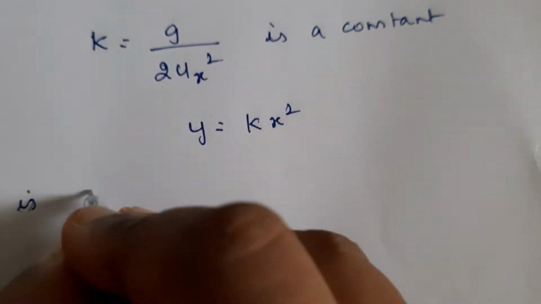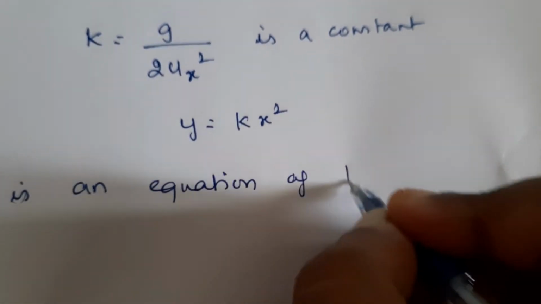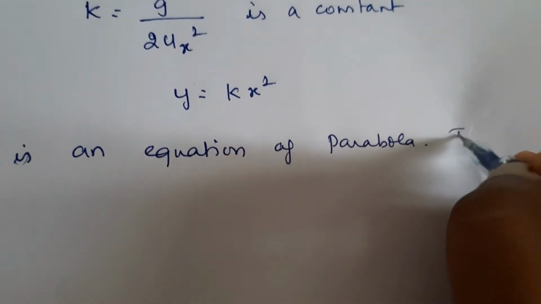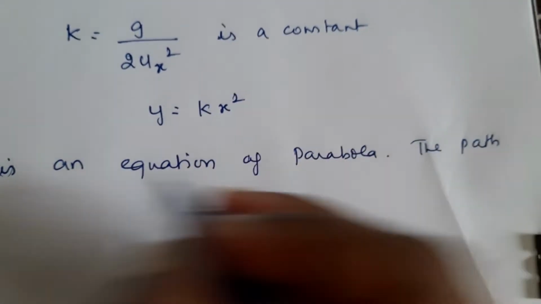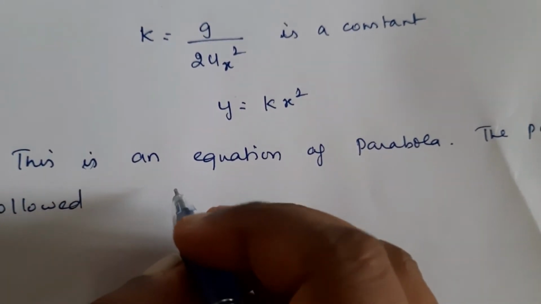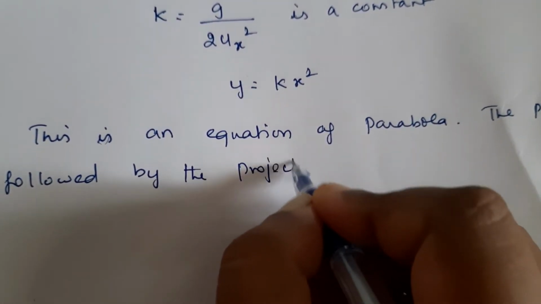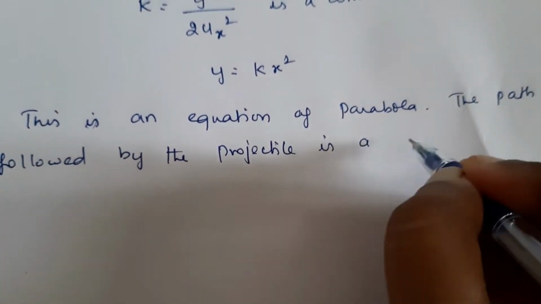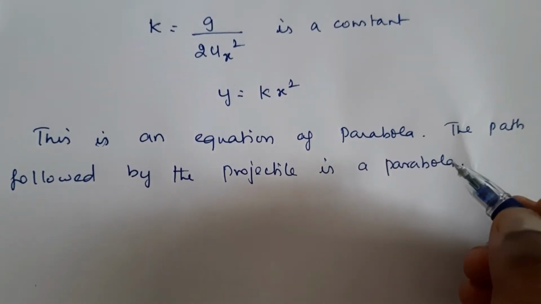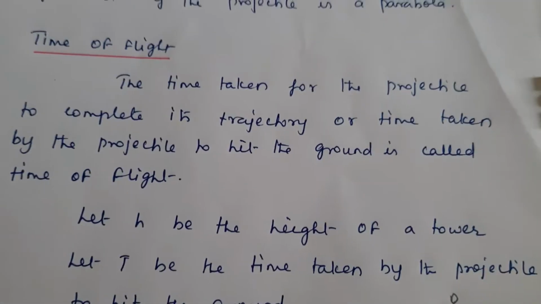This is an equation of parabola. So the path followed by the projectile is a parabola. Okay. So in the diagram itself you have seen. Okay. So the path is a parabola.